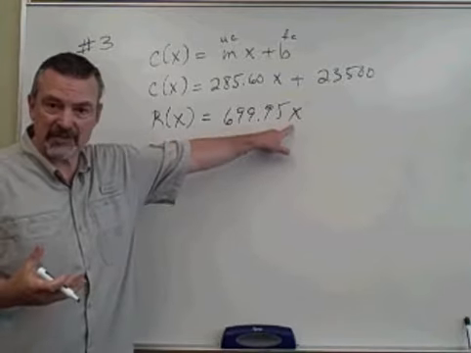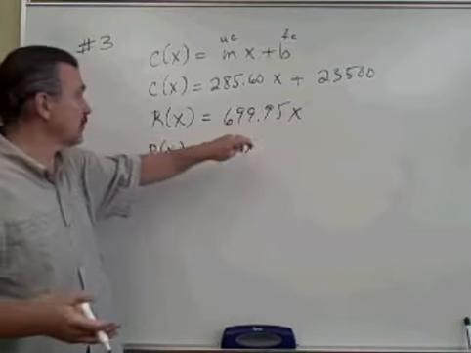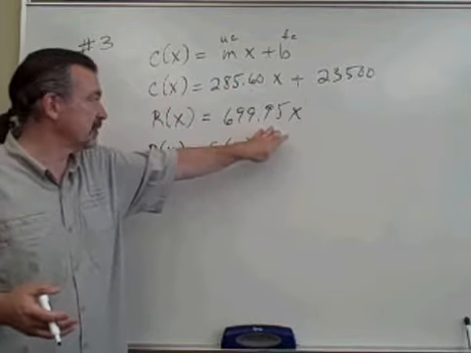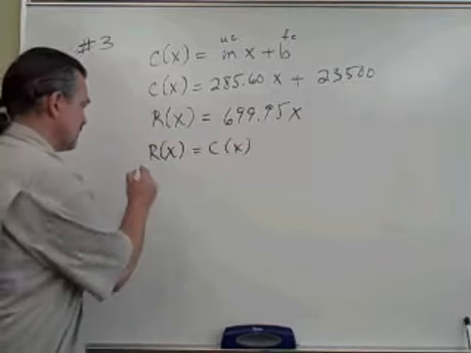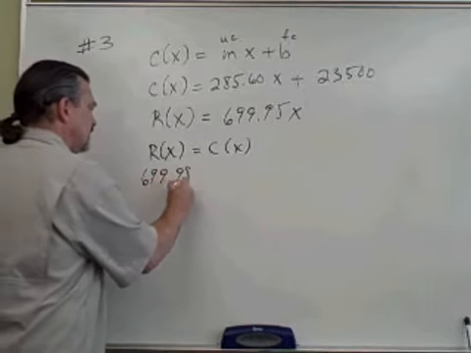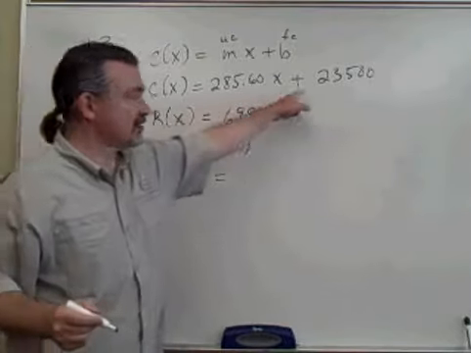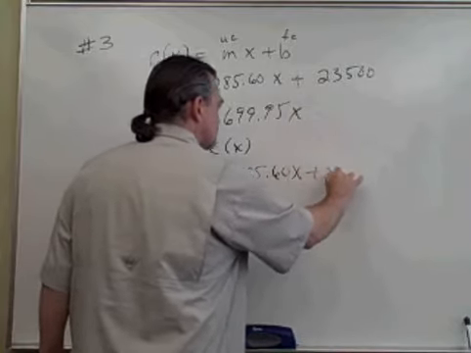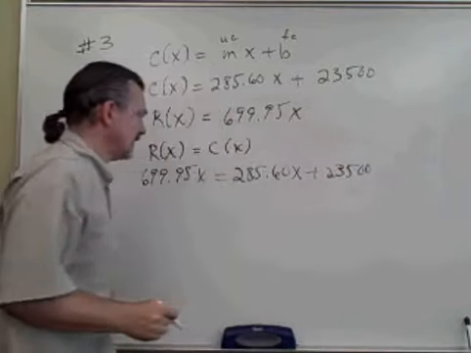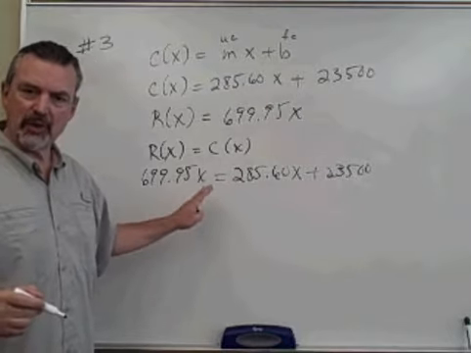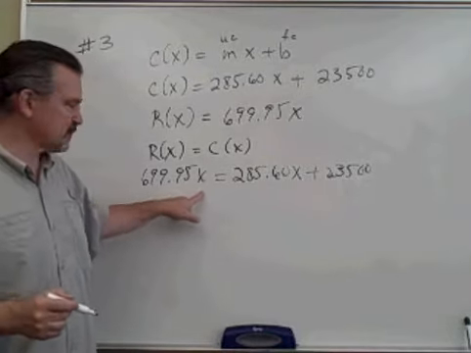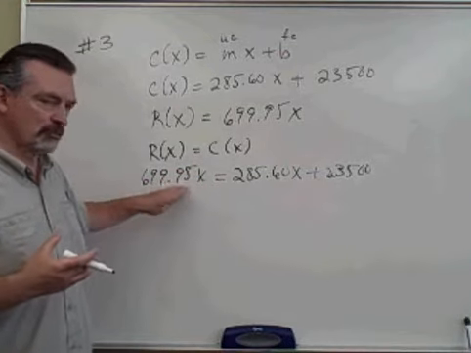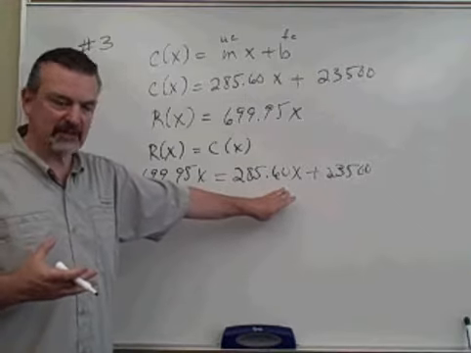And remember, X represents the number of windshields in this problem that we're going to make, which will cost this, and sell, which will generate this revenue. So we set the revenue expression, 699.95x, equal to the cost expression, 285.60x plus 23,500. And now we have a linear equation in one variable that we can solve for X. And this will tell us how many windshields we need to make and sell so that the revenue from selling them will cover the cost of making them.